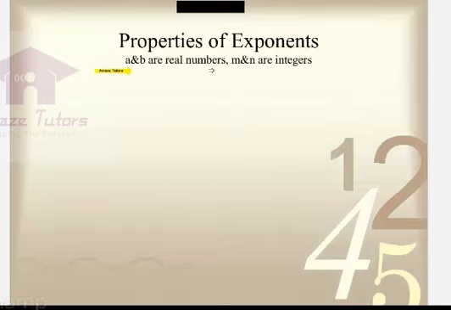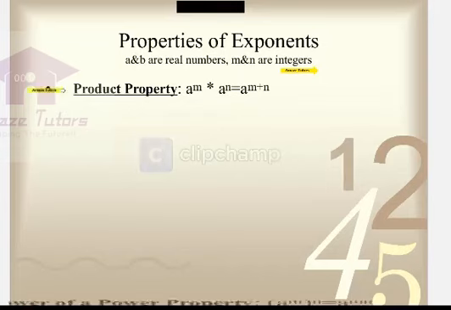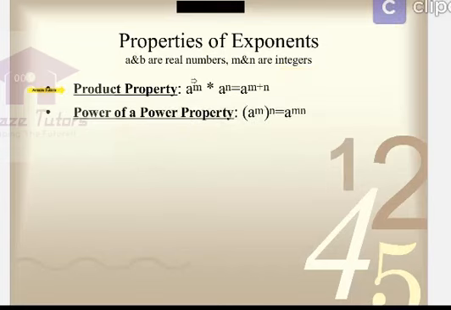When a and b are real numbers, and m and n are integers, I am going to show you the properties one by one. Product property. Product means multiplication. Whenever it is multiplication, a power m times a power n, with the same base, you can add up the exponents like this: a power m plus n. This is the very first property.